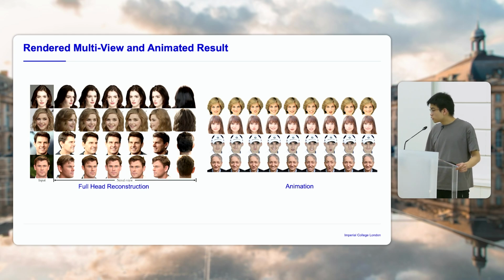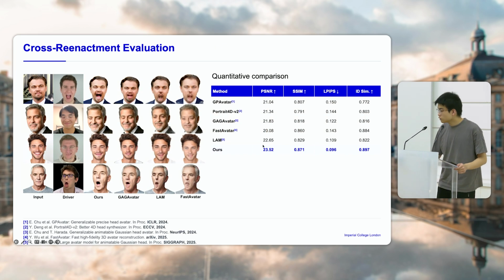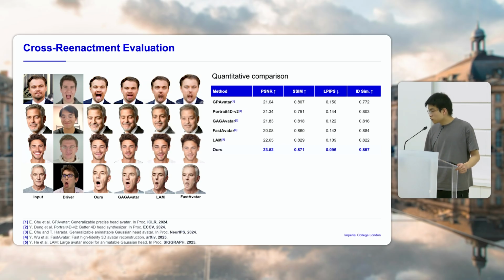Here we show whether the reconstructed representation behaves as intended. On the left is the full head reconstruction result, and on the right is the animation result. For animation, we compare our method with GAGAvatar, LAM, FastAvatar, Portrait4D-v2, and GPAvatar. VivaHead achieves the strongest quantitative result across PSNR, SSIM, LPIPS, and identity similarity.